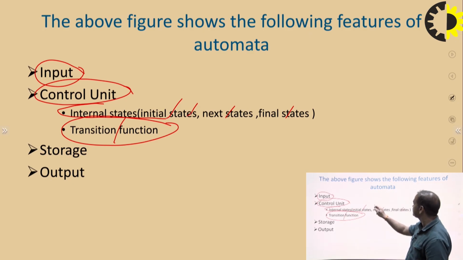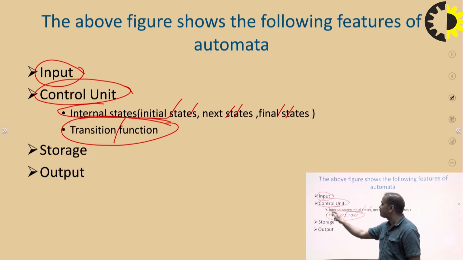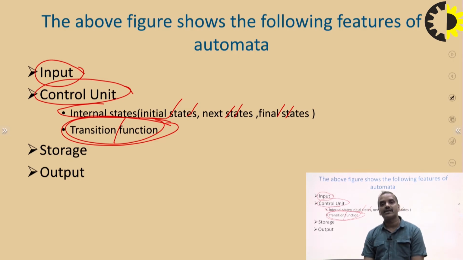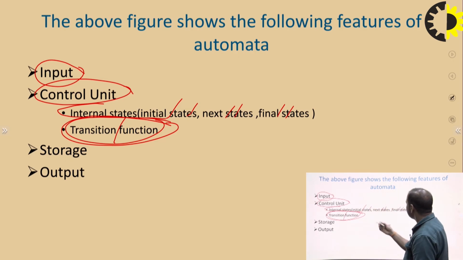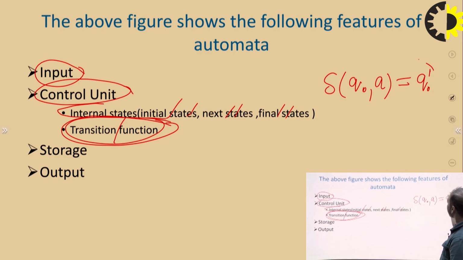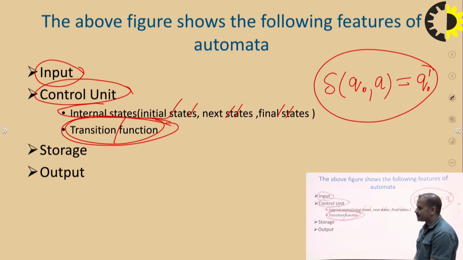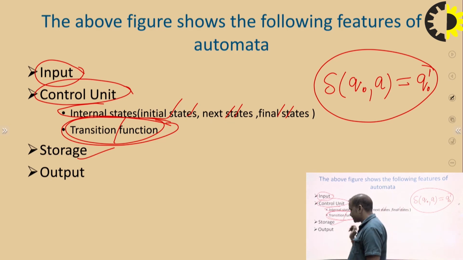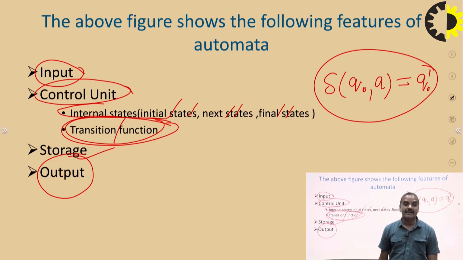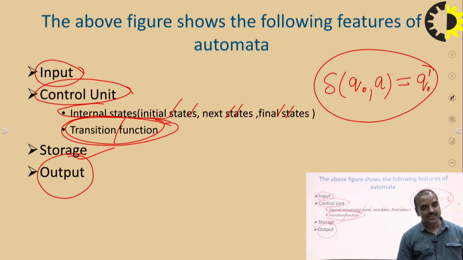Internal states have the initial state, next state, and final state, and the transition function takes inputs and generates the next state for the given input. It is written in the form delta: delta of state Q naught, input A, gives the next state Q naught dash or Q naught. This is the form of a transition function. Now the next one is storage. Storage means where data is stored inside the main memory, and after that comes the output. What type of output is generated by the given machine?